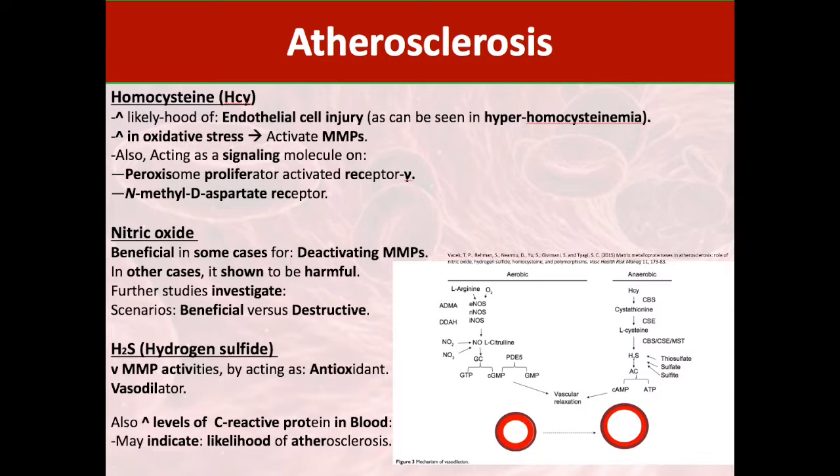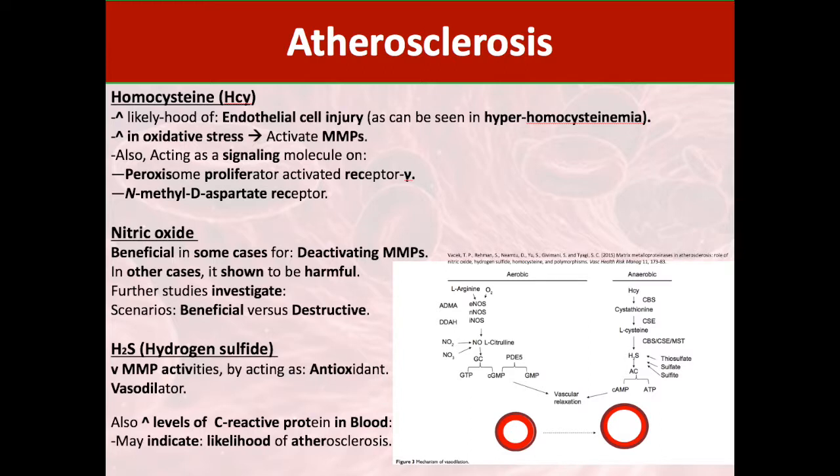Homocysteine increases the likelihood of endothelial cell injury, as can be seen in hyperhomocysteinemia. It increases oxidative stress, which as a consequence activates MMPs, also acting as a signaling molecule on peroxisome proliferator-activated receptor gamma, and on the N-methyl D-aspartate, or NMDA, receptor. Nitric oxide is beneficial in some cases for deactivating MMPs. In other cases, it has been shown to be harmful. Further studies investigate scenarios of beneficial versus destructive effects. H2S, hydrogen sulfide, decreases the activities of MMPs by acting as an antioxidant, and it is also a vasodilator.